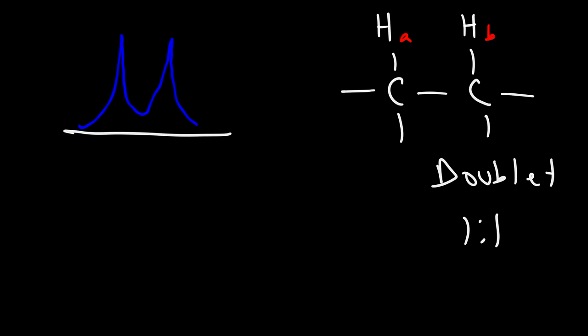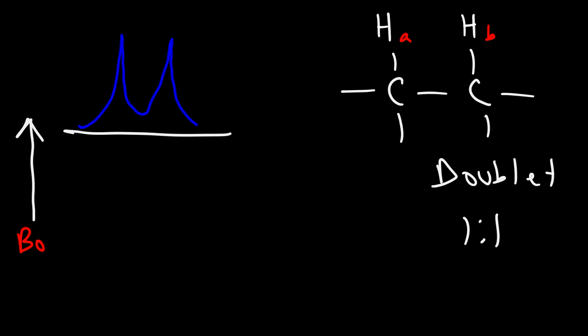Now it has to do with the way the protons are aligned with the magnetic field. Every proton has its own magnetic moment. It has its own magnetic field, which can be aligned with the external magnetic field of the NMR spectrometer, or it can be aligned against it. So let's say this is the applied magnetic field.